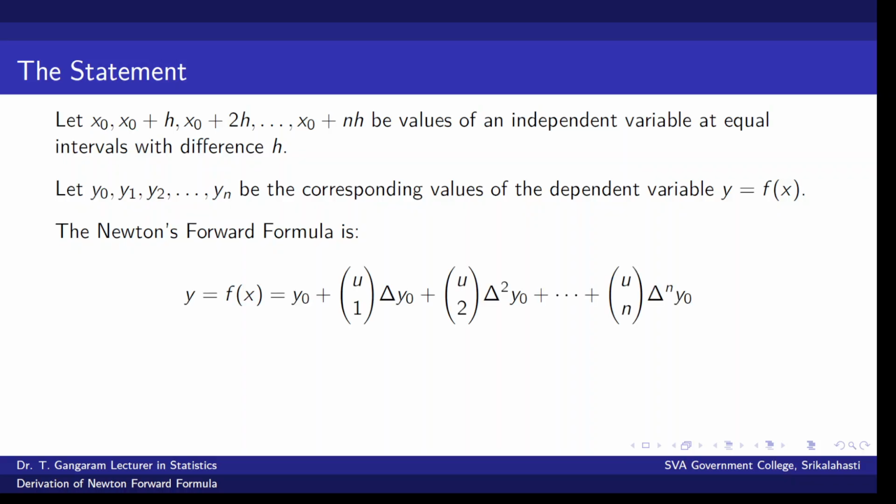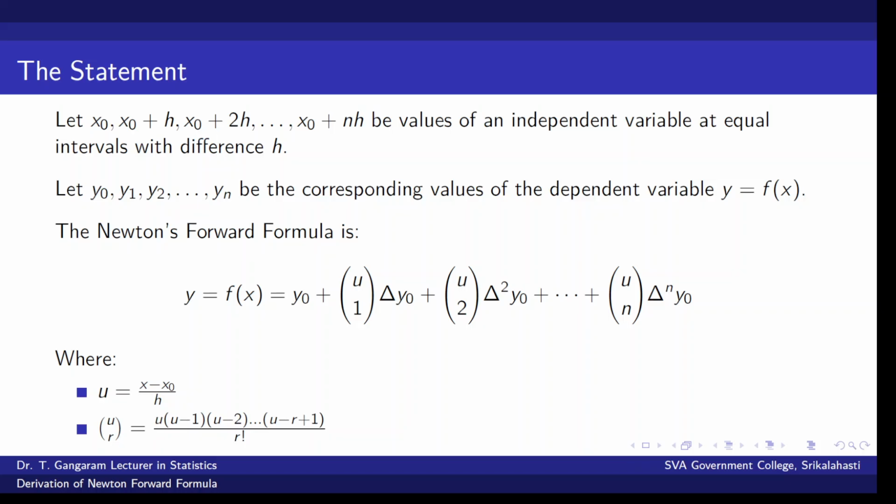The Newton's forward formula is given by y is equal to f of x is equal to y0 plus uC1 delta y0 plus uC2 delta square y0 so on uCn delta power n y0. Here u, the shift parameter, u is equal to x minus x0 by h. Here x is the interpolated value, x0 is the beginning of the argument, h is the interval of difference.